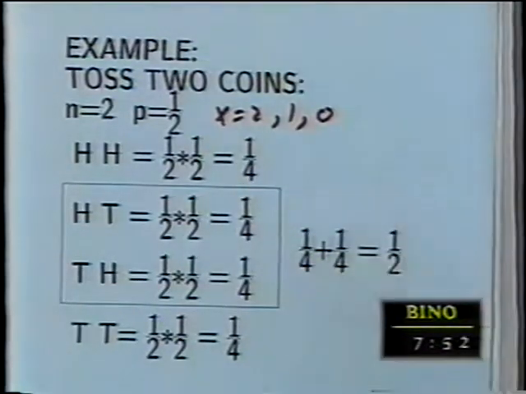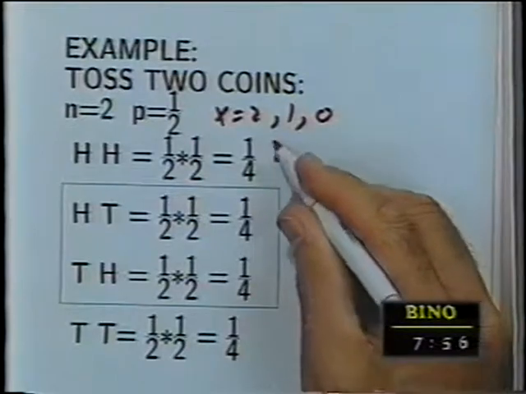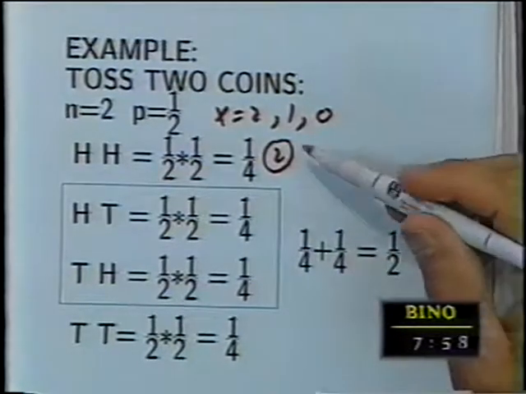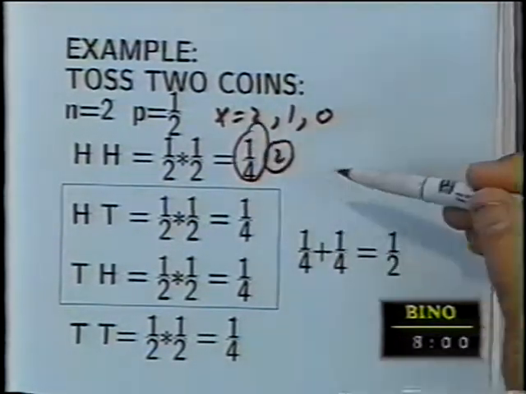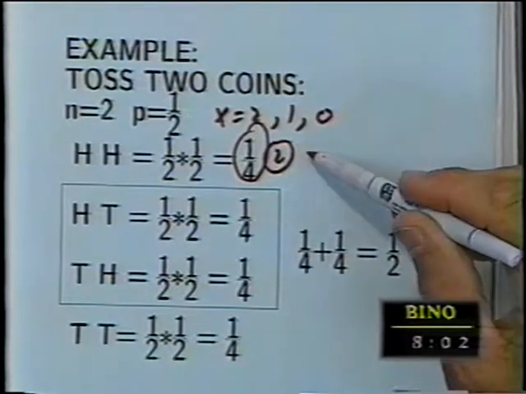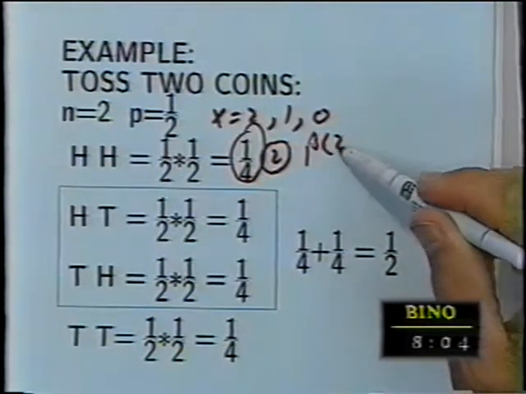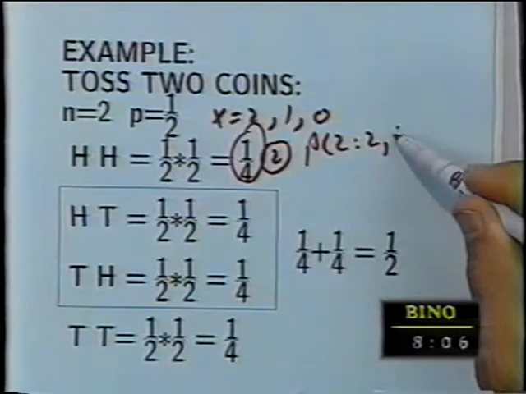Now, let's answer the question: what proportion of the time will I get 2 heads? Well, I can only get 2 heads if I get a head and a head, and that will occur 1/4 of the time. So that is the probability of 2 given n is 2 and p is 1/2.